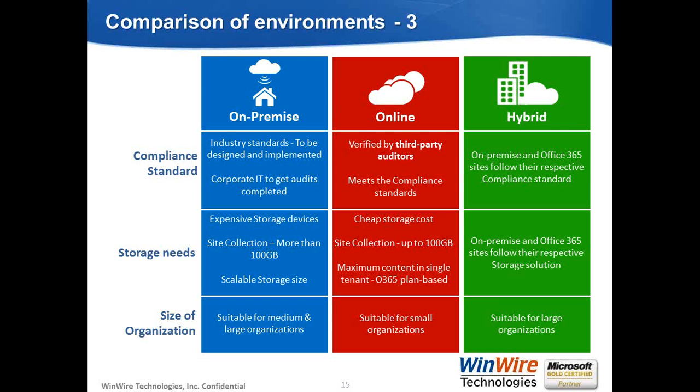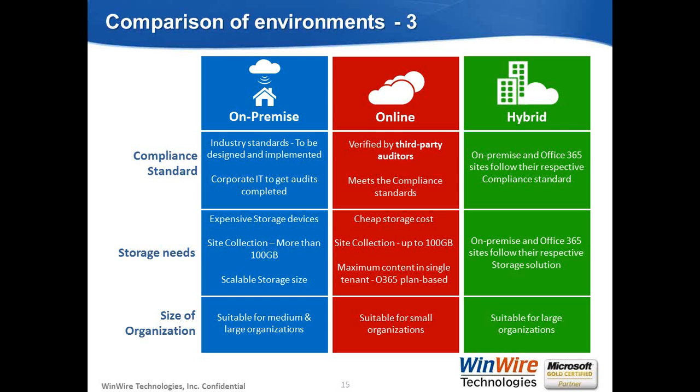In the online space, though, you get the storage pretty much cheap. The site collection can store up to 100 GB only, and the maximum content that you can store in a single tenant will be dependent upon the Office 365 plan. In the hybrid version, the on-premise and the Office 365 site follow their respective storage solutions.